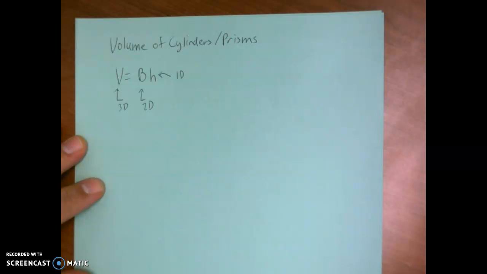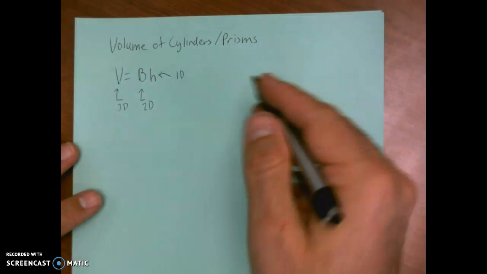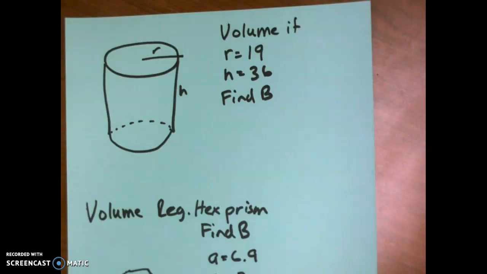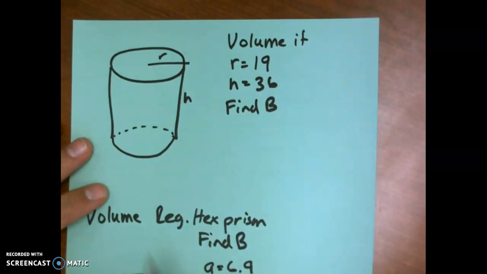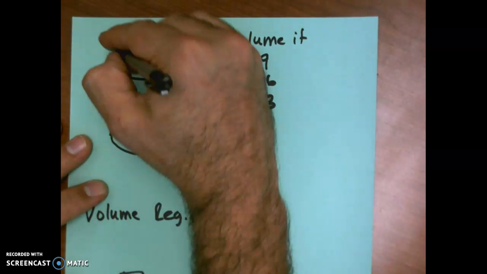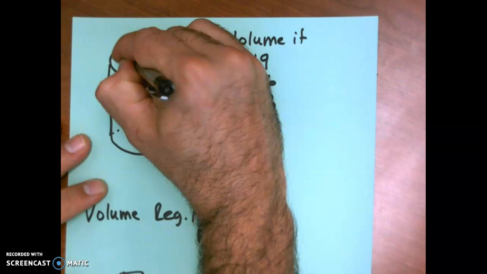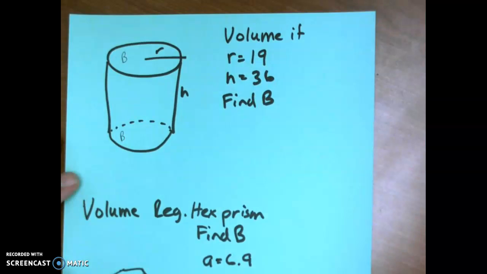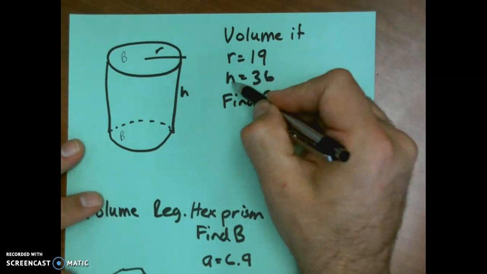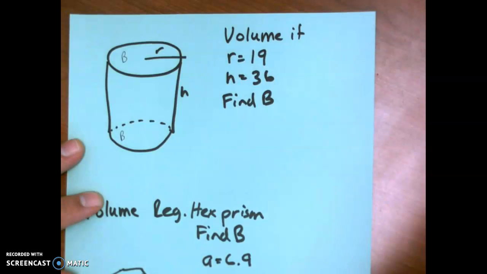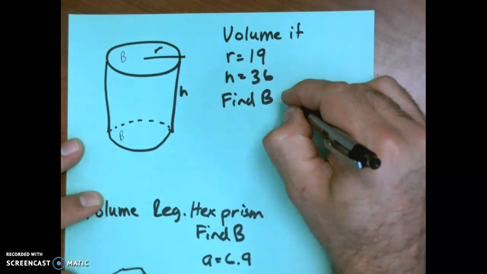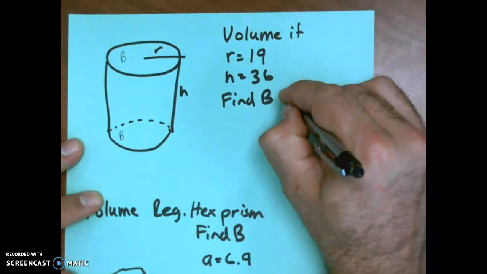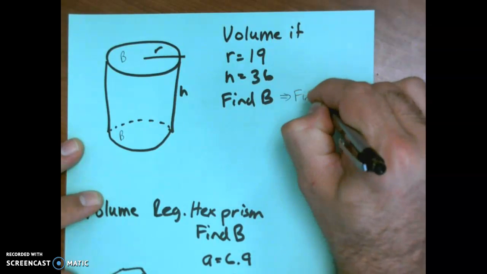Now, the volume of a cylinder, the volume of a prism. How do we do it? For cylinders, simply look at finding the volume of the base. In this case, this is my base and this is my base. Either one is my base. So I've got R is equal to 19, H is equal to 36. I want to find the base first, and then I want to find V.